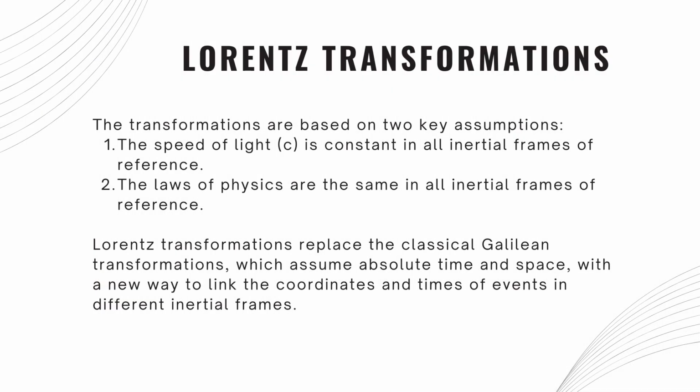The transformations are based on two key assumptions. The speed of light is constant in all inertial frames of reference. The laws of physics are the same in all inertial frames of reference. Lorentz transformations replace the classical Galilean transformations, which assume absolute time and space, with a new way to link the coordinates and times of events in different inertial frames.